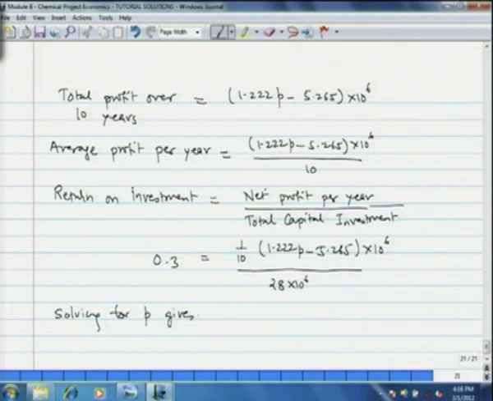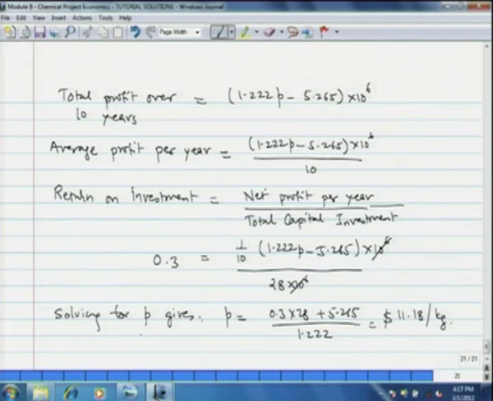So solving for P gives P is equal to 0.3 into 28 plus 5.265 divided by 1.222. We cancel 10 to power 6 from numerator and denominator, and this gives the unit product price as $11.18 per kg. So this is the unit price per product to have an overall return of 30% over a 10-year period.